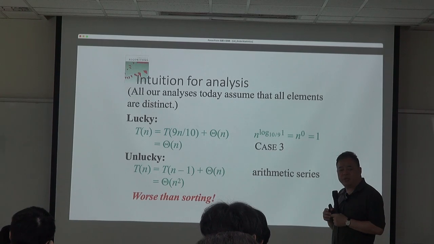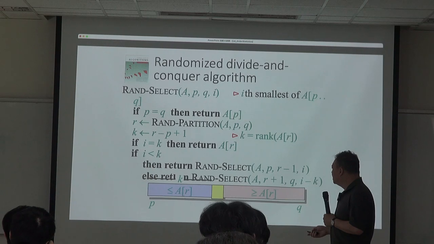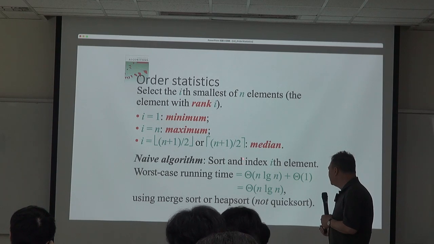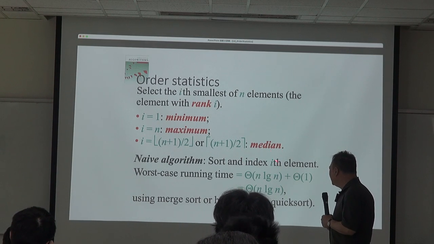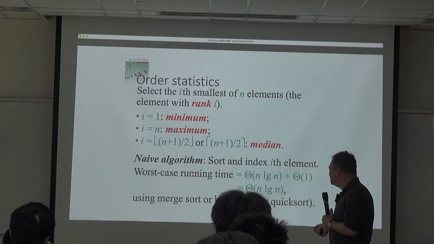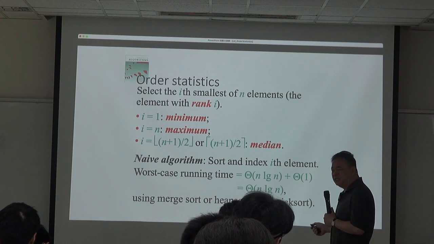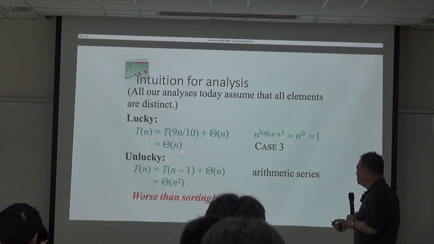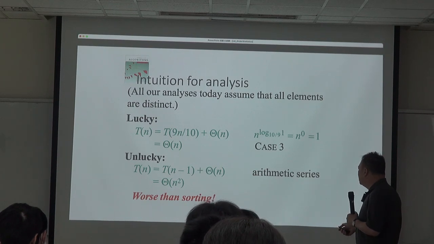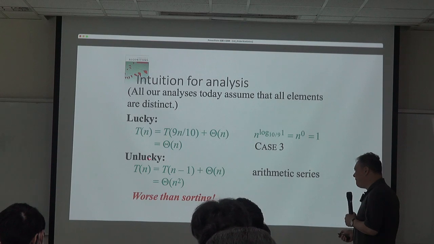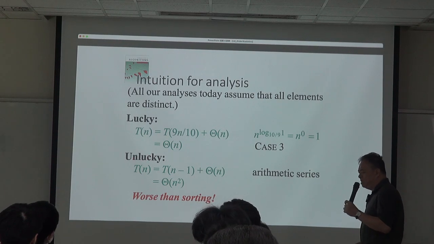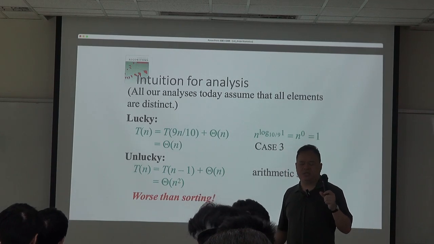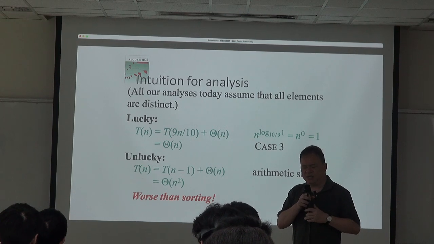Remember previously the naive approach: we sort these numbers and then try to find the index i for your order statistics. This one takes n log n, right? So the linear complexity looks nice. But if you are unlucky, say every time your random partition ends up only getting rid of one number.